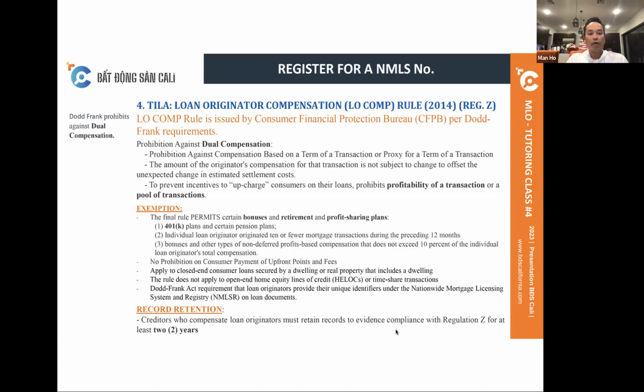Okay, the LOCOM rule also indicates that the record retention needs to be at least 2 years per Reg Z. We were talking about this yesterday as well, right? Records for compensation, records for commission, need to be retained for at least 2 years.